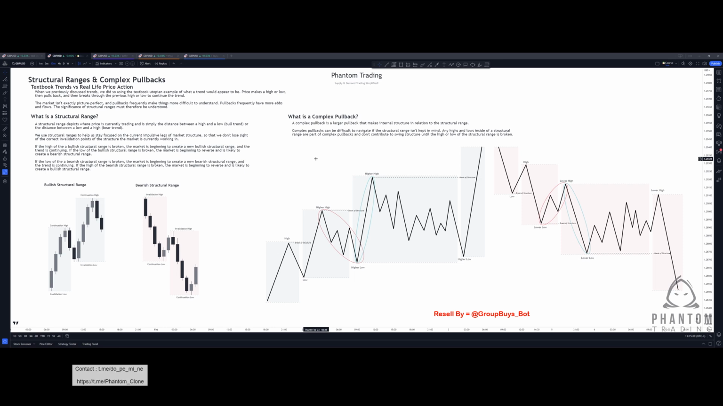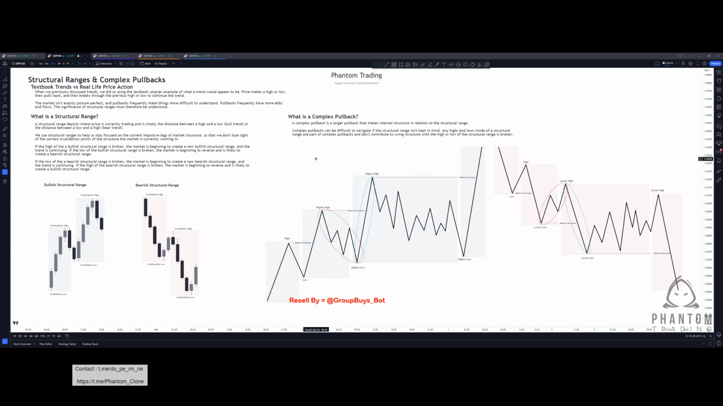The market isn't exactly picture perfect, and pullbacks frequently make things more difficult to understand. Pullbacks frequently have more ebbs and flows to them than just a simple singular pullback. The significance of structural ranges must therefore be understood a little bit further. So, first off, what is a structural range?